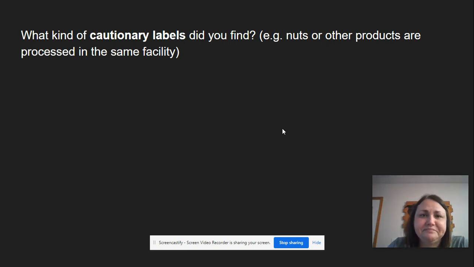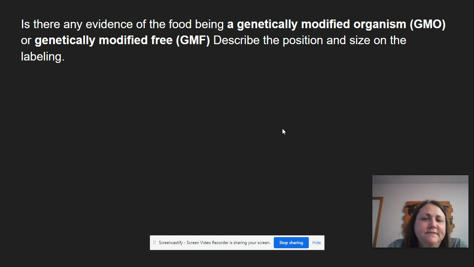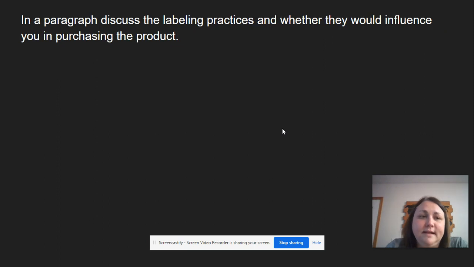I had no idea. Is there any evidence of the food being genetically modified, a GMO, or genetically modified free, GMFO? Describe the position and size of the labeling. Make sure you know what those mean. You may need to research that product to see if it is a GMO, if it doesn't say on the label. And then in a paragraph, discuss the labeling practices and whether that would influence you in purchasing this product. Obviously, someone in your family purchased it, so someone was influenced to purchase it.